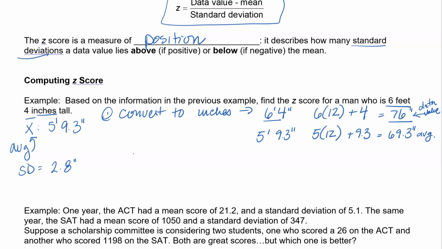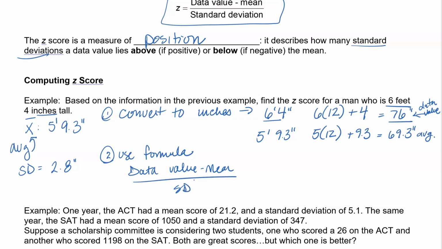So we're going to use the formula. Step 2 is use the formula. We're going to do the data value minus the mean divided by the standard deviation. So our data value is 76 inches minus the mean, which is 69.3, divided by the standard deviation, which is 2.8. And if you calculate all of that, you end up getting 2.3928. It's a big long number. Let's say we're asked to round to 1 decimal place, you get approximately 2.4.